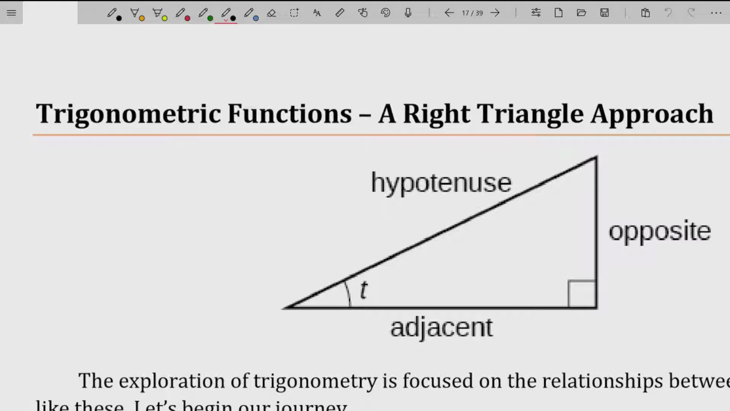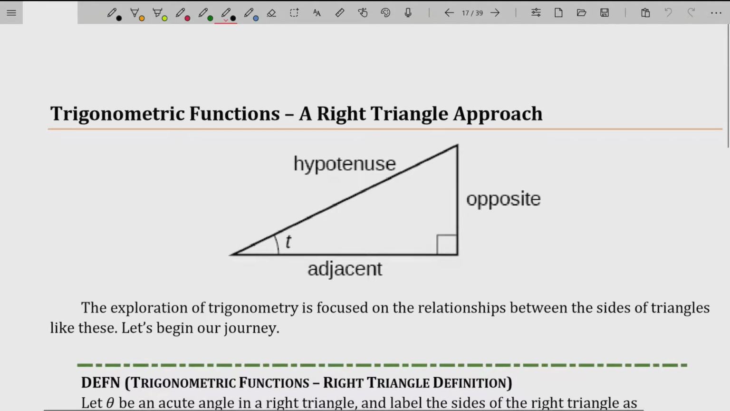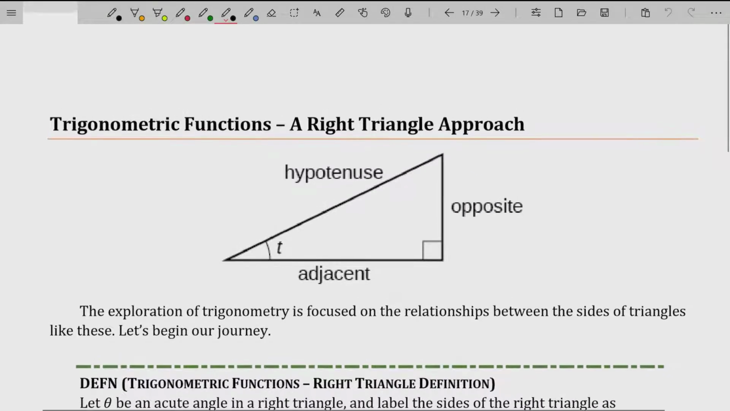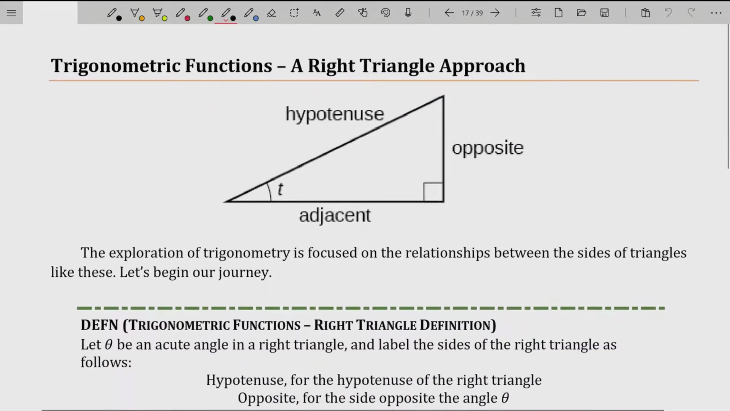One is the right triangle approach. That's the approach that I actually prefer to start off with, at least. The second is a point definition, and the third is the unit circle definition. They all boil down to the same thing, so please don't feel overwhelmed. They all will essentially boil down to this triangle right here. So let me read this. The exploration of trigonometry is focused on the relationships between the sides of triangles, like these up above. So let's begin our journey.